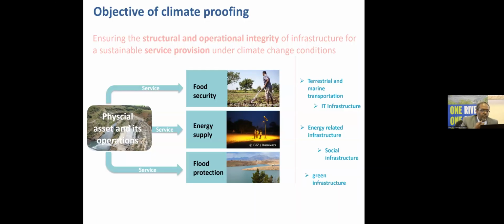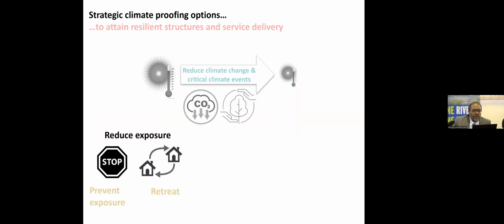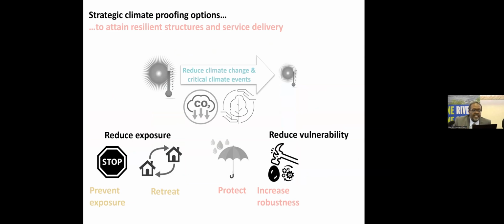Here, as I said, we focused on the physical assets and physical infrastructures, and how to ensure the serviceability related to food security, energy supply, and flood protection, and also ensure the structural and operational integrity of infrastructure for a sustainable service provision under climate change conditions. How can we ensure sustainable service provision? Here we try to look at how to attain resilient structure and service delivery. We look at two important areas: how to reduce exposure and how to reduce vulnerability.